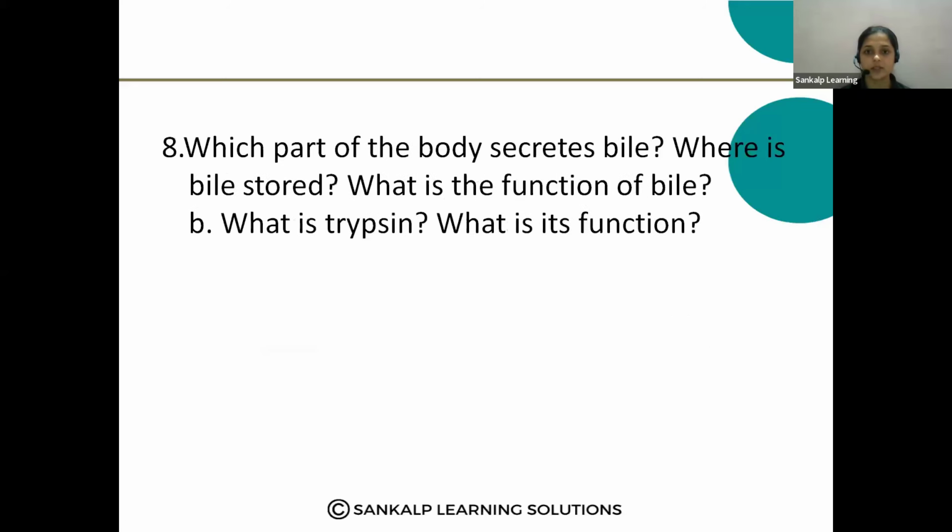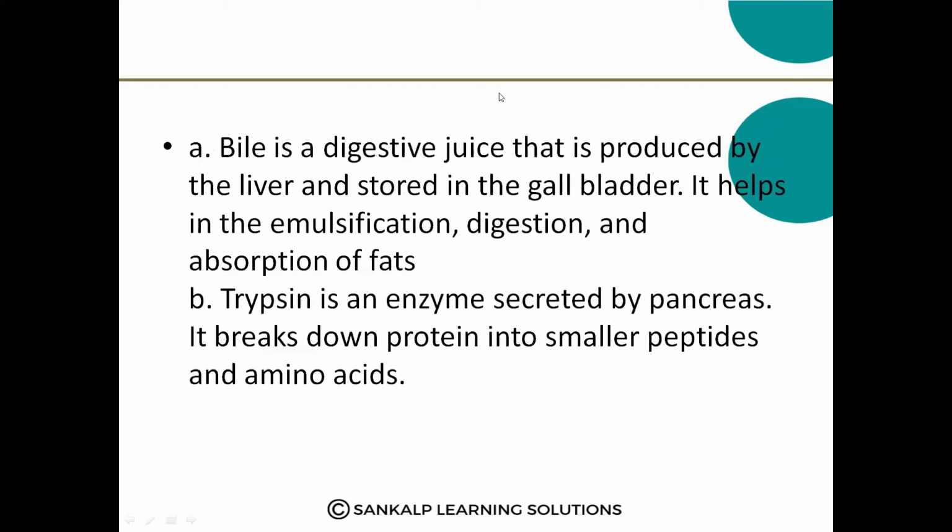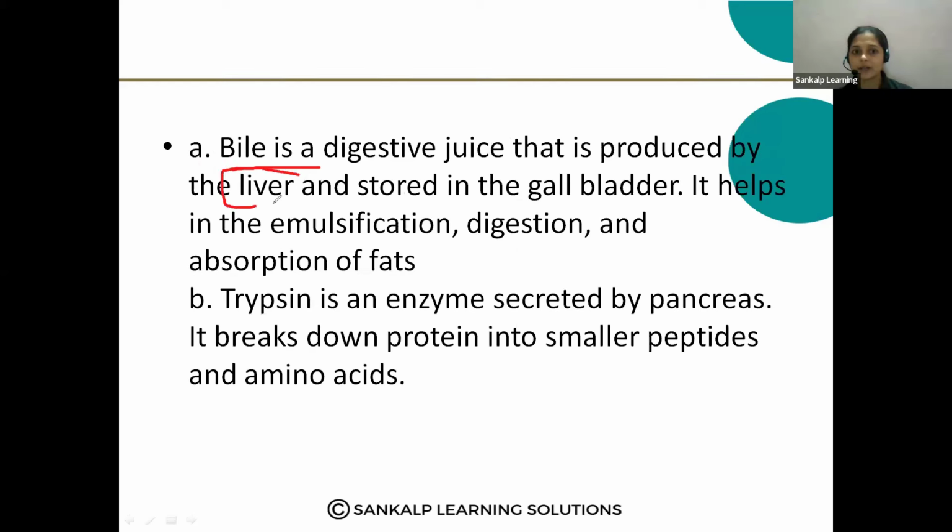Next one. Note down the question: which part of the body secretes the bile, where it is stored, and what is the function of the bile? The bile juice is secreted by the liver and stored in the gallbladder. It is also given in your book. It helps in the digestion of fat, mainly emulsification of fats. Emulsification of the fat means it helps to break down the fats into small globules.